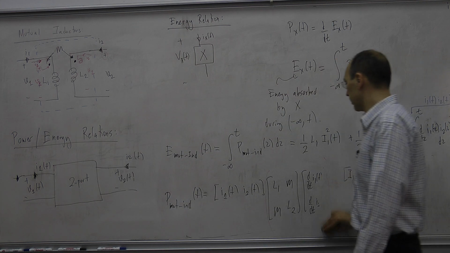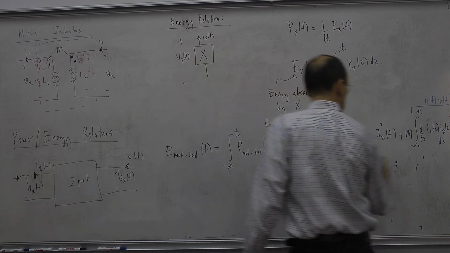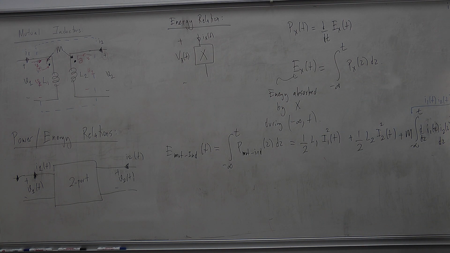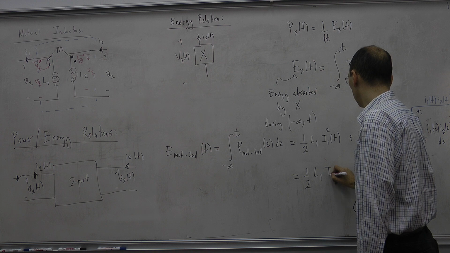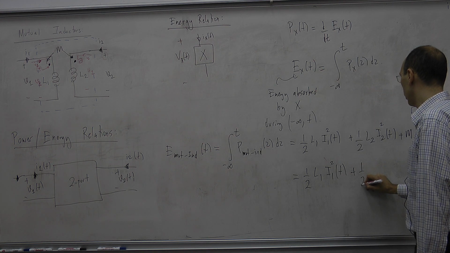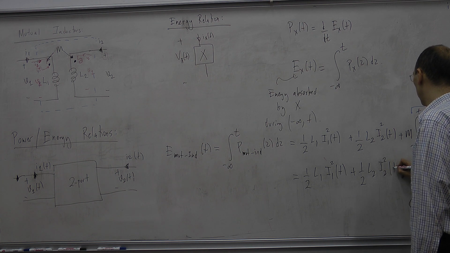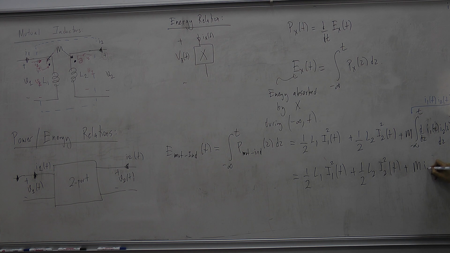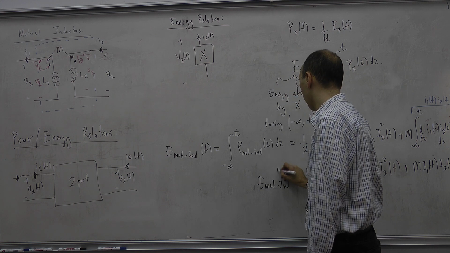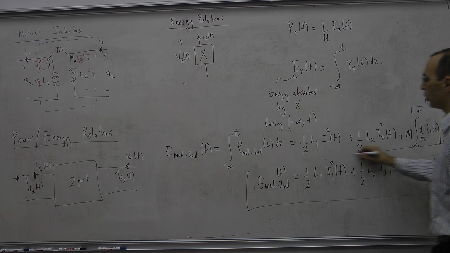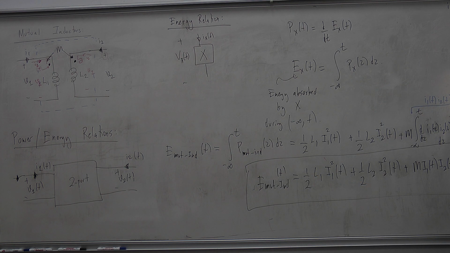Now the energy relation becomes 1 over 2 L1 I1 squared, plus 1 over 2 L2 I2 squared, plus M times I1 of t, I2 of t. It's very interesting. Why am I saying that this is very interesting? This is the energy absorbed by this mutual inductor, in joules.